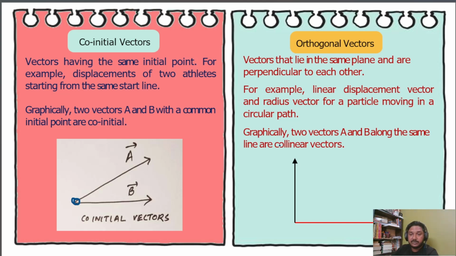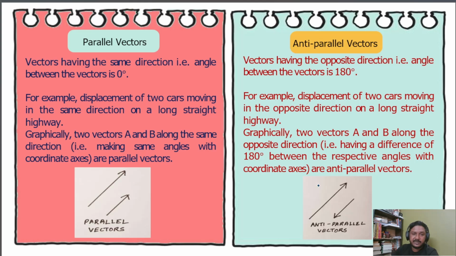Then orthogonal vectors are basically two vectors which are perpendicular to one another. This angle is 90 degrees. Okay, that is the basic thing in an orthogonal vector. Then comes parallel vectors, the vectors which are of different magnitude but same direction. The same direction means that the angle that this vector makes with the x-axis is the same as the angle that this vector makes with the x-axis.